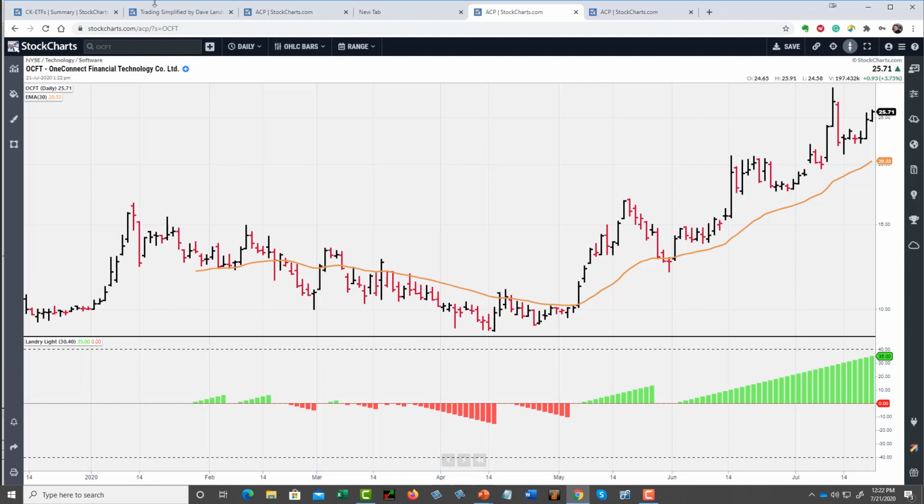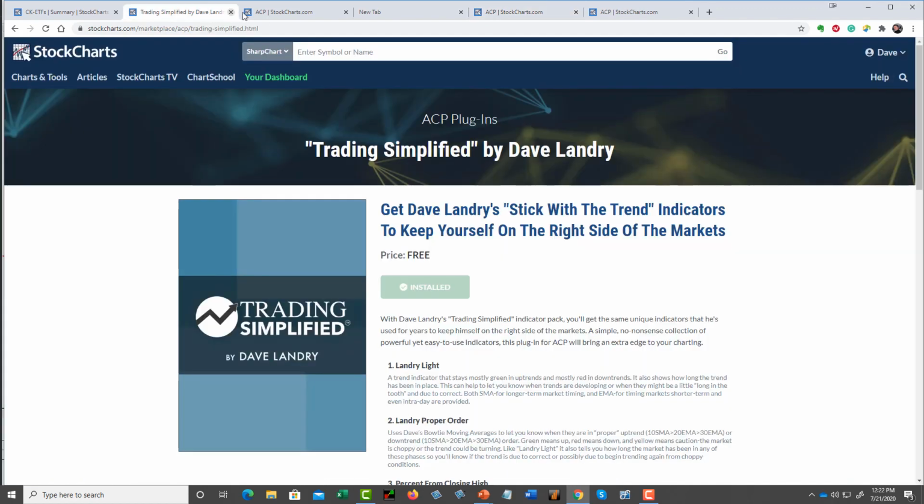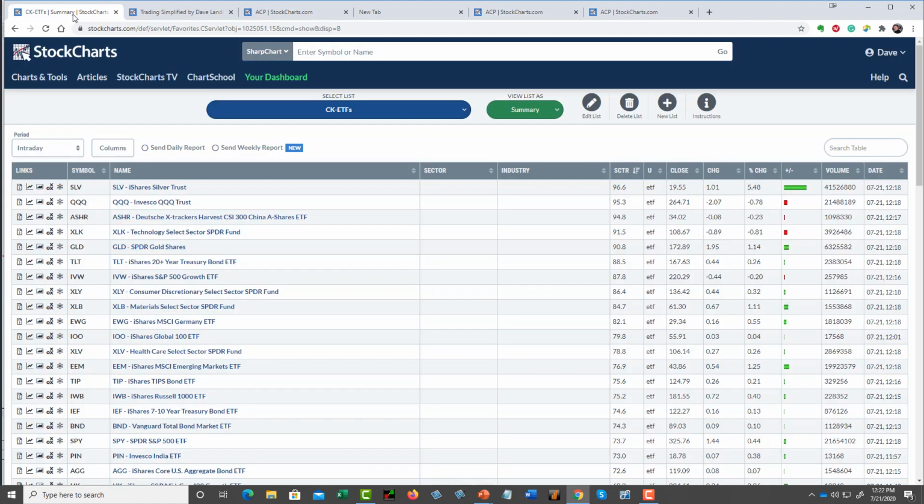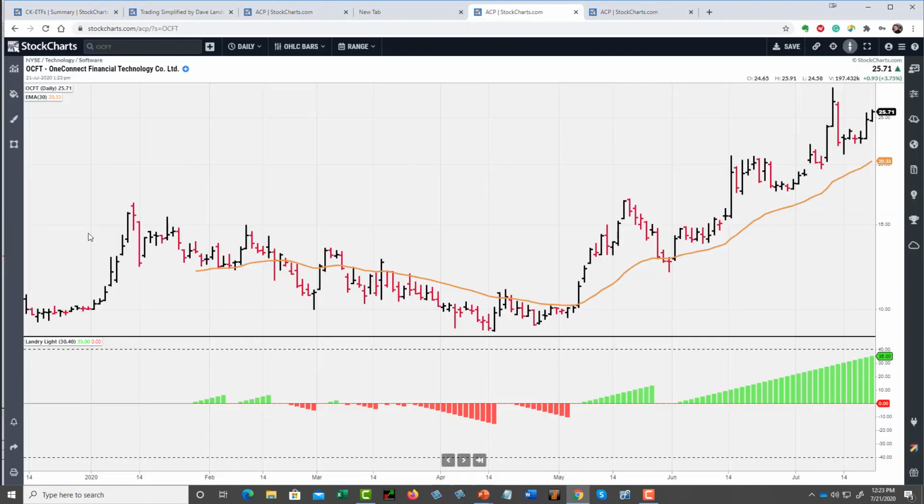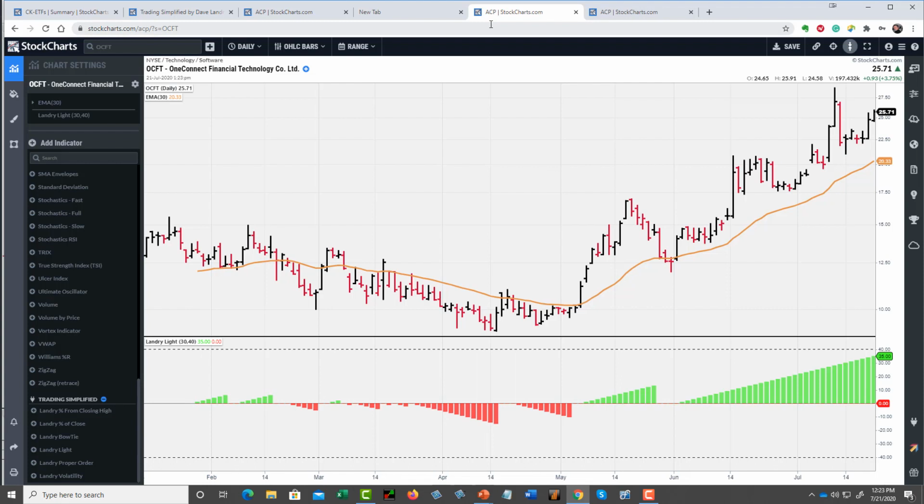Now, let's take a look at some of the other stuff that I'm doing with my plugin. So we'll go over here. Let's go to ACP. So let's go back to ACP and look at some of the other indicators.